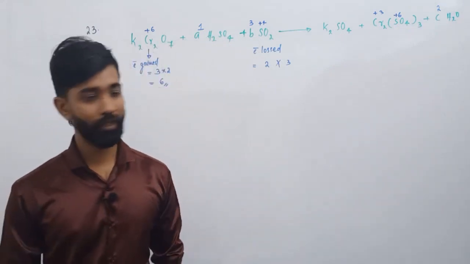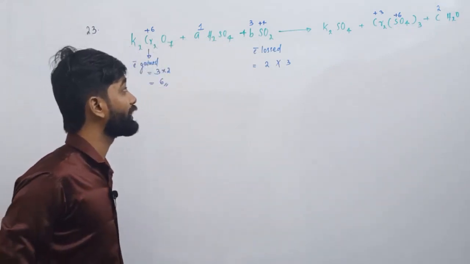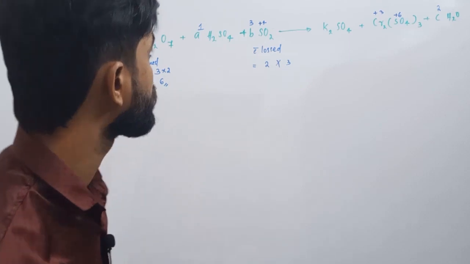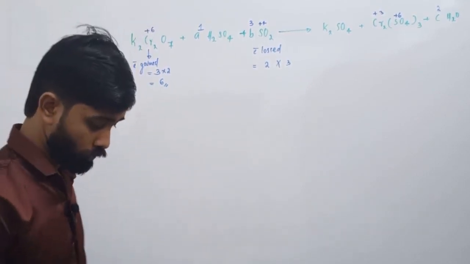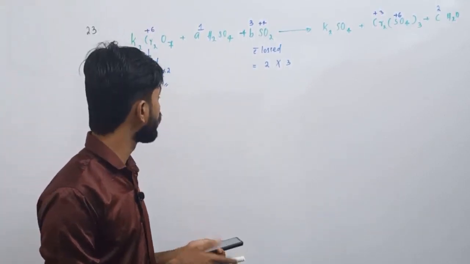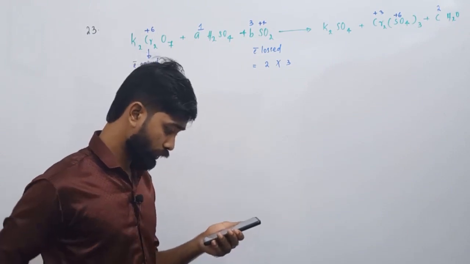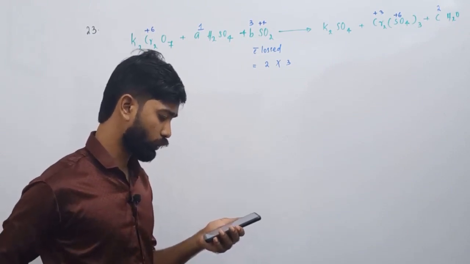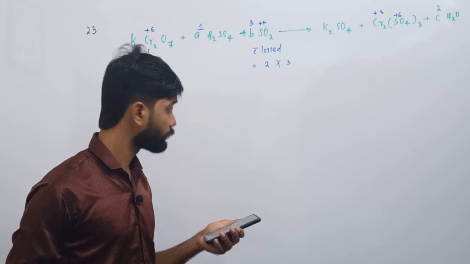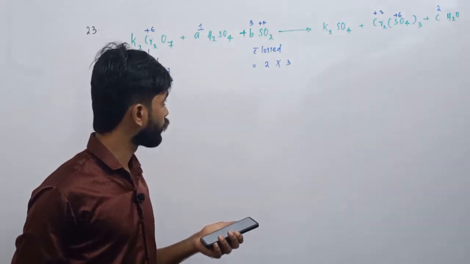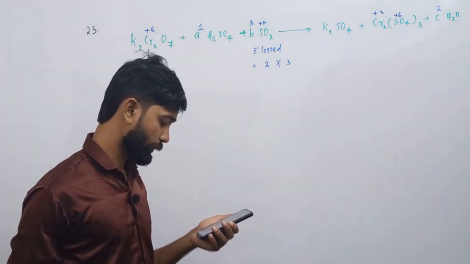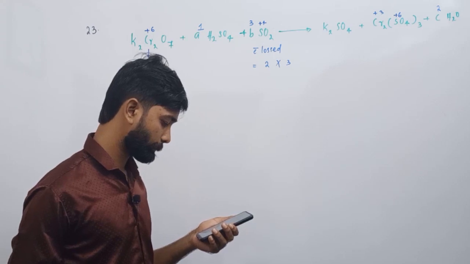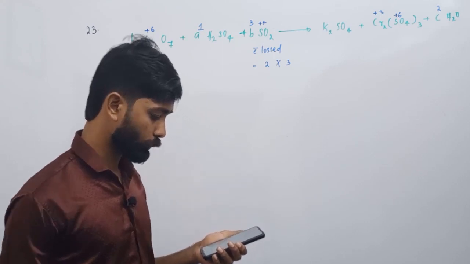Perfect. So this will be the coefficient. A is 1, B is 3, and C will be 2. So your choice is 1, 3, 2.